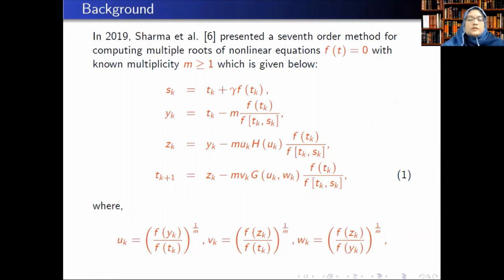This is the method that I was talking about. This was given by Sharma and others in 2019, and it is a seventh order method for computing the multiple roots of nonlinear scalar equation. And we see here that it involves a univariate and a bivariate weight function at second and third step respectively.